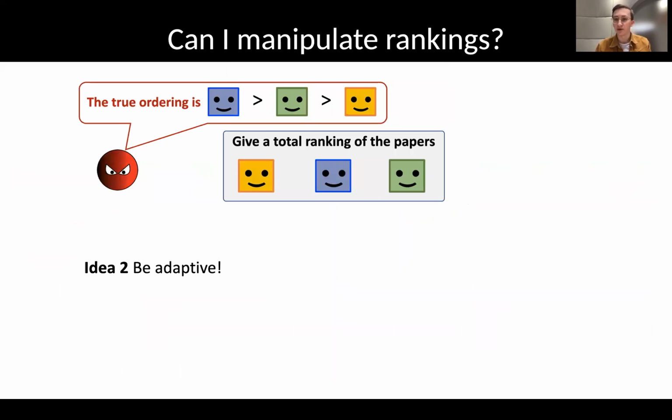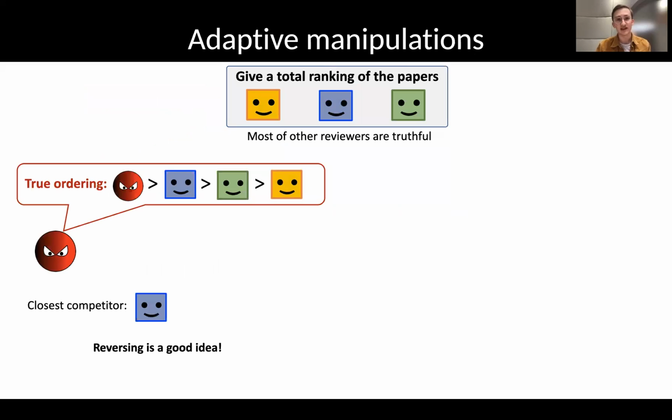Okay, let's see what we can do. I guess the previous example suggests that sometimes reversing helps, but sometimes not. So maybe we should be adaptive and choose our strategy depending on how we compare to the people we rank. And yes, this may work. For example, if the true ordering is such that we are indeed better than everyone else, then we can reverse, and it's a good idea.